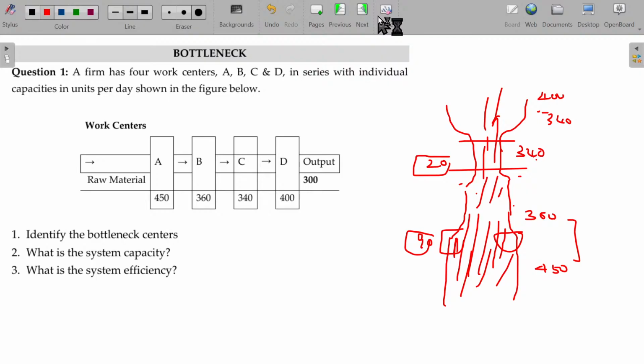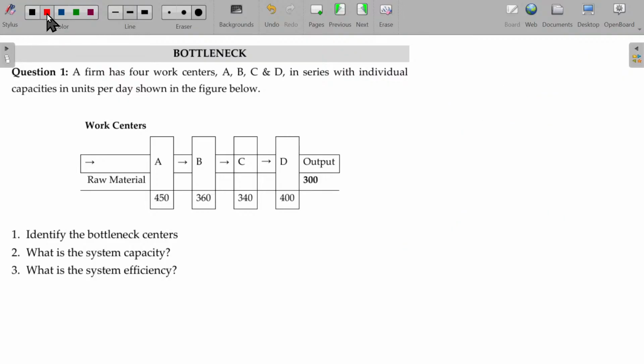Now, what about the capacity of this particular road? Only 340. Though you are able to travel 450 here, because of this reason, we cannot travel more than 340 passengers. Rather than passengers, you can convert that into products. That's all. Now you'll be able to understand easily.